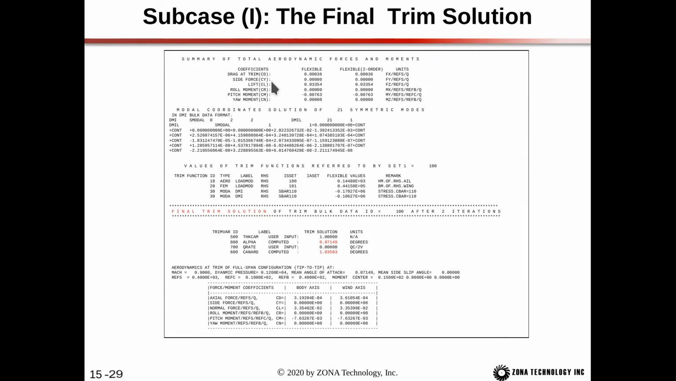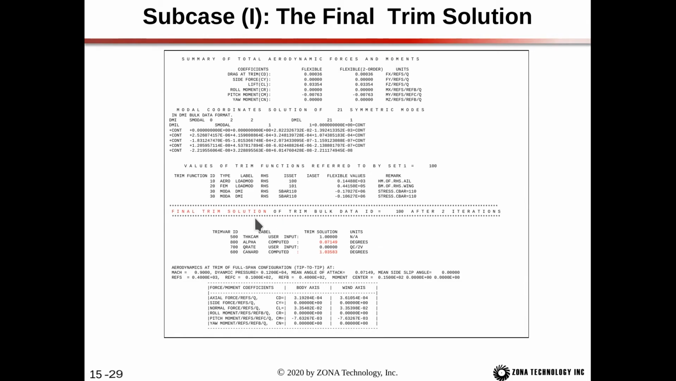We print out our CD, CY, CL, CR, CM, and CN. So we have the flexible values printed out here. We then print out the modal coordinate solution. This is the static aeroelastic deformation of the aircraft, and then the values of the trim functions. Remember we had the hinge moment of the right-hand side aileron, the bending moment of the right-hand side wing, and then the stress at C-bar.